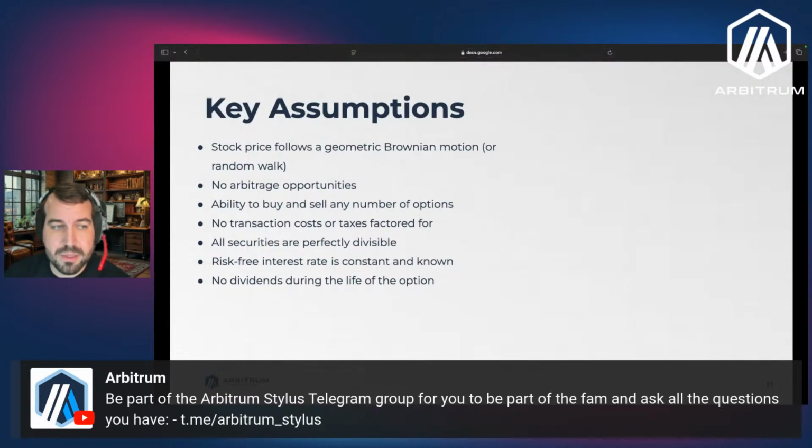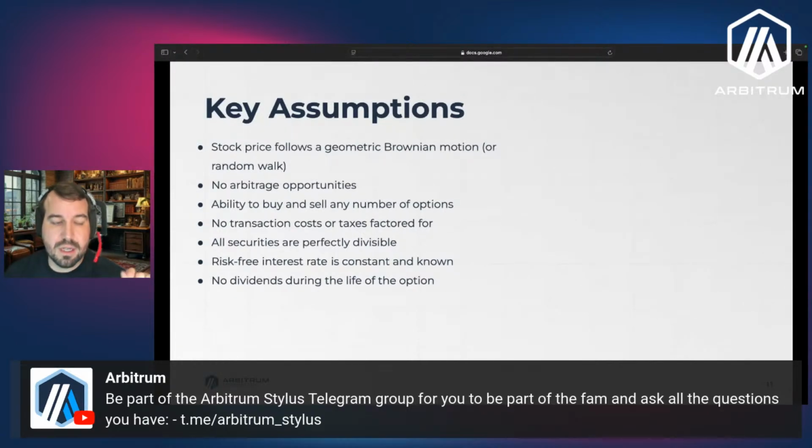Likewise, we're going to assume that there's no arbitrage opportunities. Those are quickly eliminated by the market. You have the ability to buy or sell an unlimited number of these options, that they're not in limited supply. We're also going to just eliminate transaction costs and taxes. We're not going to factor for those, although in real life you have to factor for those things.